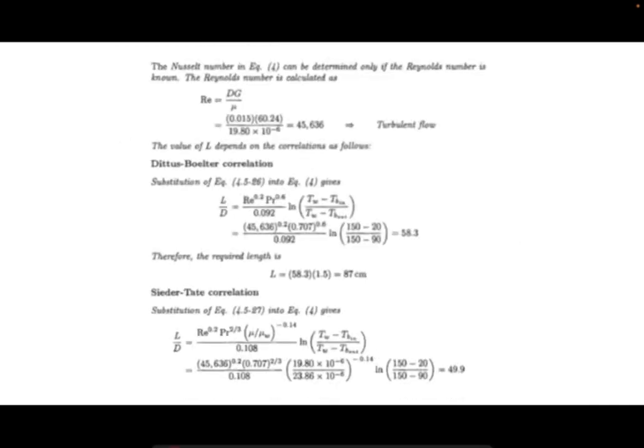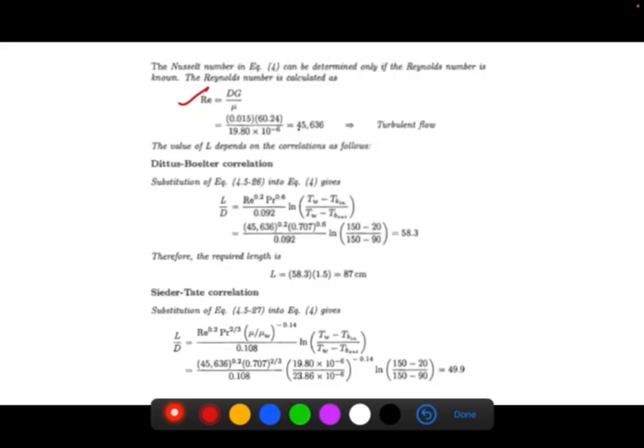Now we would also like to calculate the Reynolds number, which is given as D G by mu. Here the Reynolds number comes as 45,636, and this is clearly a turbulent flow. So we will use the three relations we studied earlier.